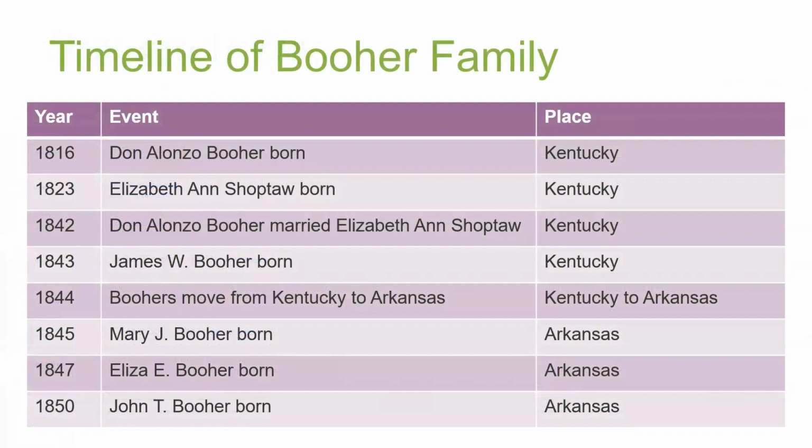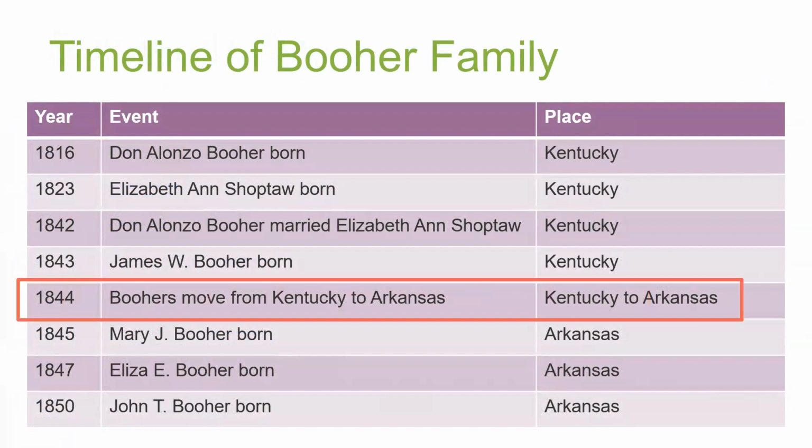Here is an example of a simple timeline for the Boer family of Kentucky and Arkansas. Timelines can be as simple or as complex as you want to make them. One reason I love them is because they help me see gaps in my information. In this case, I was able to determine the approximate year that this family moved from Kentucky to Arkansas by looking at the place for each event in the order it happened.